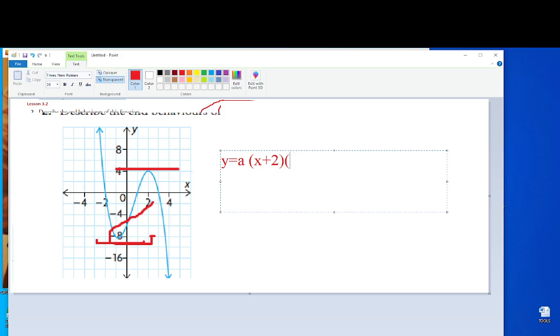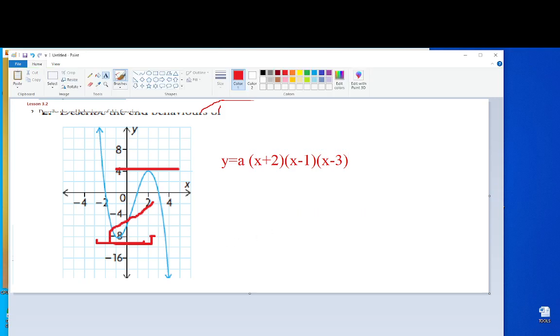And it's x plus 2 for the leftmost, minus 2. And it's x minus 1 for the 1 comma 0. And it's x minus 3 for the 3 comma 0. And then you might say, well, we don't have another point. We've got several points, actually.